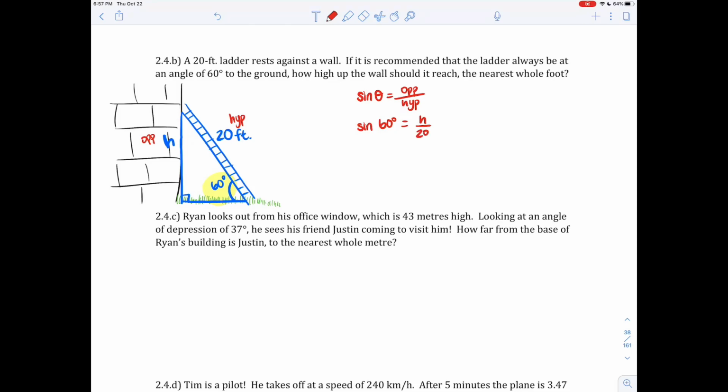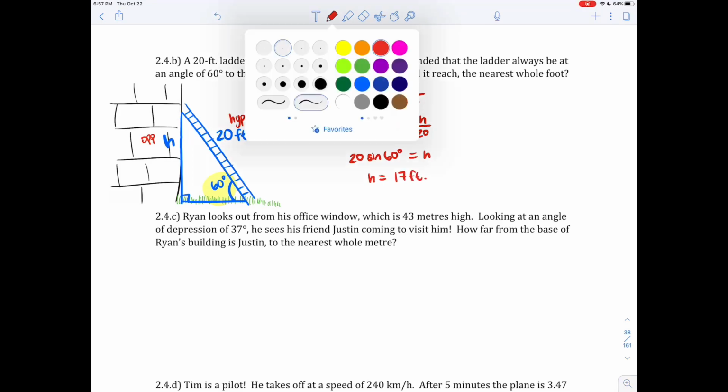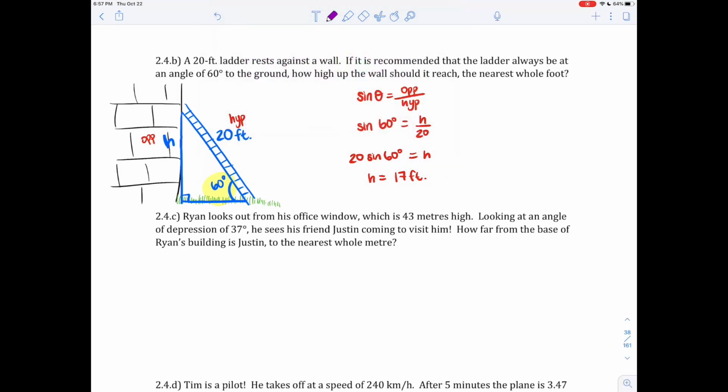To get h alone, I'm going to multiply both sides by 20, leaving me with 20 times sine 60 degrees on one side and just h on the other. And when I go ahead and plug that into my calculator, since I'm rounding to the nearest whole foot, I should get 17 feet. Now, because this is a word problem, we should end with a word answer.